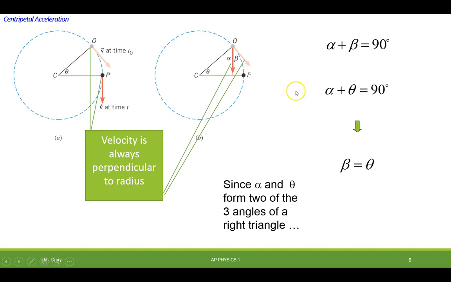All right, so why am I doing this? Because I'm going to make two similar triangles. I'm going to make a similar triangle of these two velocity vectors. So this is initial velocity, this is the final velocity, and I'm also going to make a triangle of the displacement from here to here. And you'll see that in the next slide.